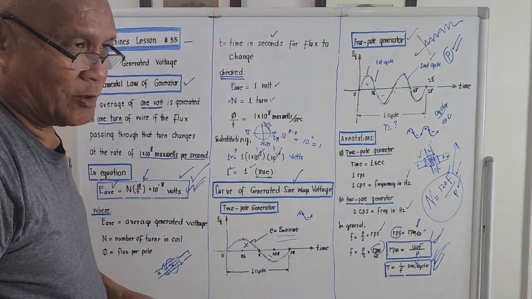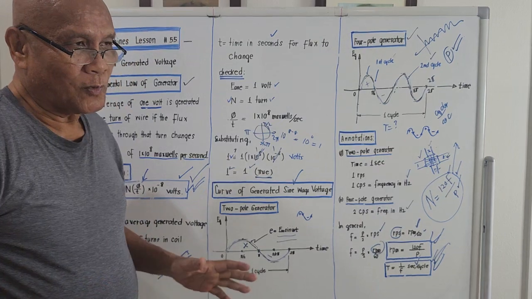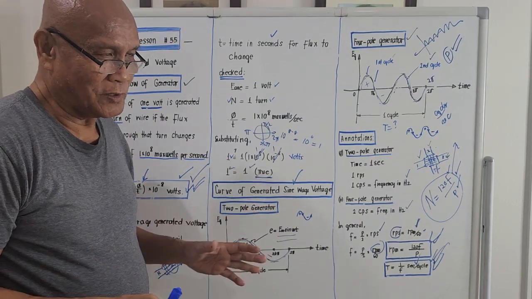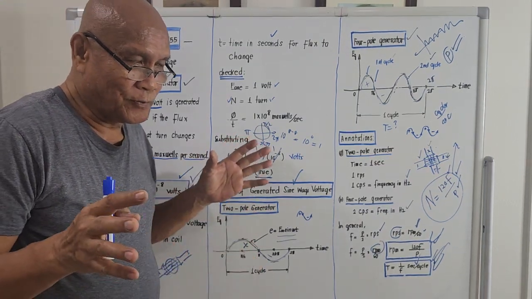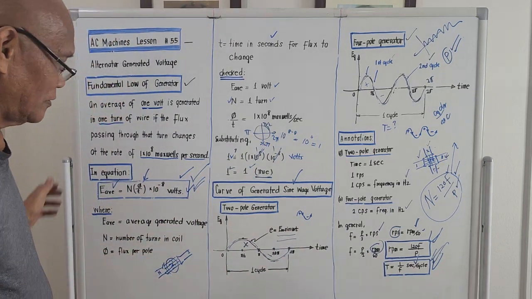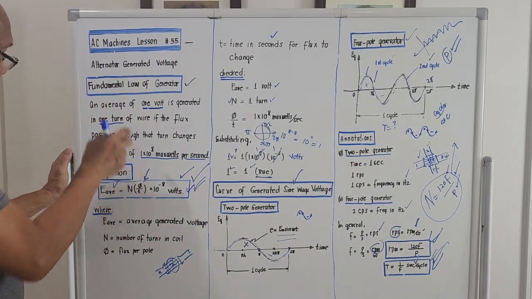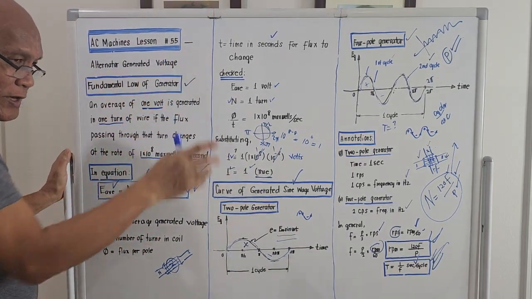The next time around, I will be deriving another set of formulas on the so-called generator voltage. But for tonight, I think this is more than good enough for the alternator generated voltage.